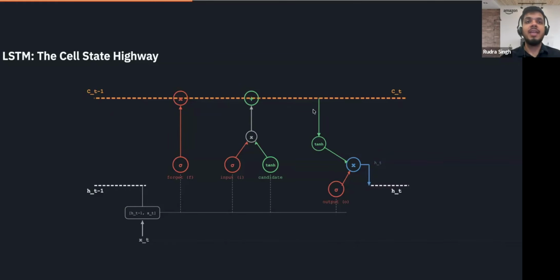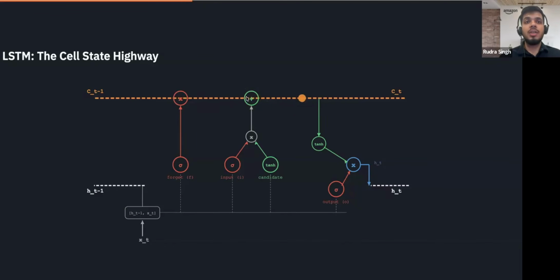On the right side, the cell state passes down through a green tanh to get squashed into the range -1 to 1, and the output gate sigma decides what fraction of that to actually expose as the hidden state h_t. So even if the cell state is holding a lot of information, the output gate controls what gets revealed at that particular time step.